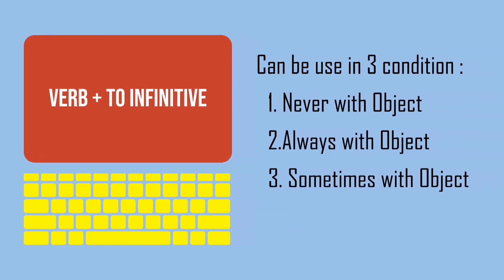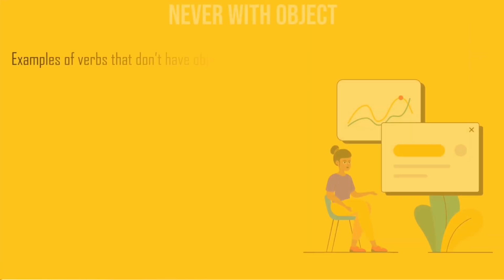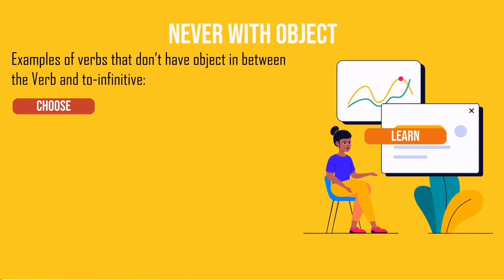Today we are going to discuss the first topic, verb and to infinitive. It can be used in three conditions: never with object, always with object, and sometimes with object. The first one under verb and to infinitive is never with object.